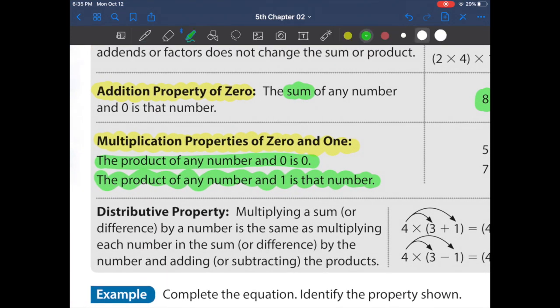All right, and our last one. What is the distributive property? This one might look like it's the hardest one, but it is not. So the distributive property, what is it? Well, that's multiplying the sum or the difference. Sometimes it might be subtraction, right? Sum is addition, difference is subtraction, by a number. So multiplying a sum or difference by a number is the same as multiplying each number in the sum or difference.